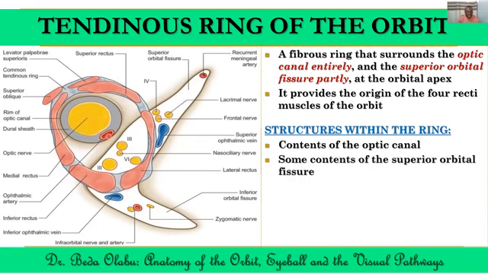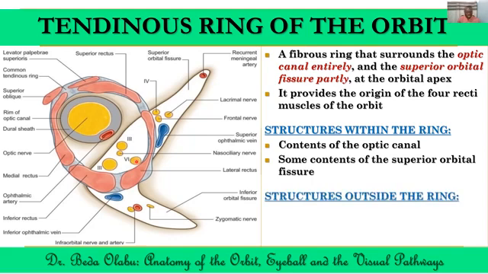There'll also be some contents of the superior orbital fissure. In particular, we can talk about the oculomotor nerve, both superior division as well as inferior division. We can also talk about the nasociliary branch of the ophthalmic division of trigeminal nerve. And we can talk about the abducens nerve, which is the sixth cranial nerve. So those ones are within the ring.